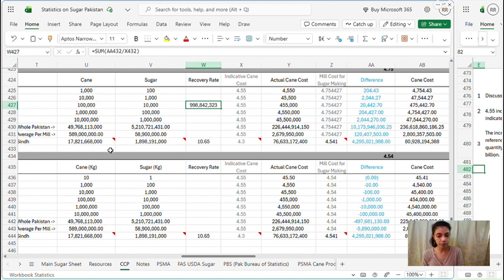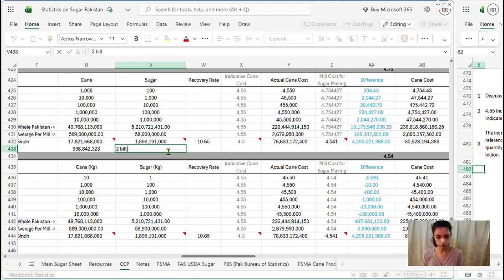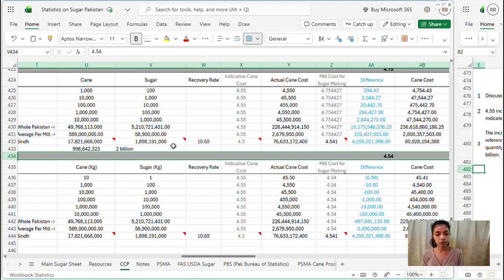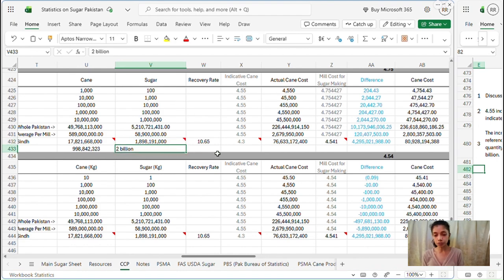So when we add this 998 million to this amount, let's say I pick this number from here and put it here, and when I calculate it together, it produces 8.8 billion kgs of cane. So this 8.8 billion kgs of cane is going to produce 2 billion sugar instead of 1.8 billion. So there is a difference of 0.2 in terms of billions.